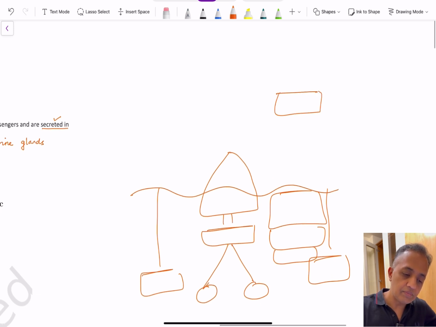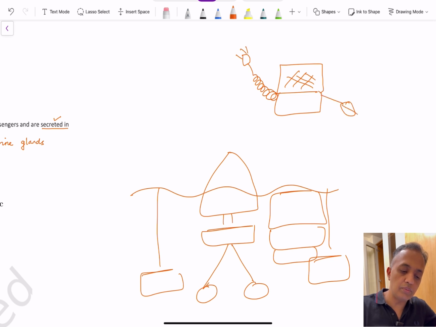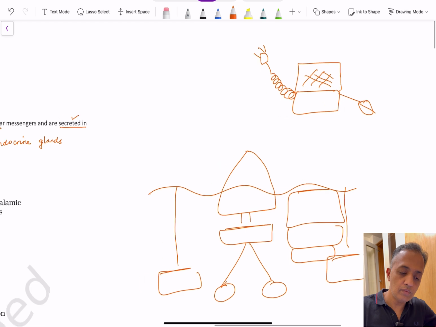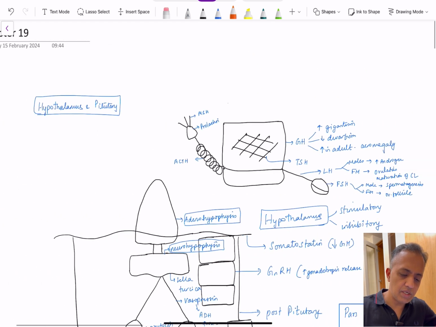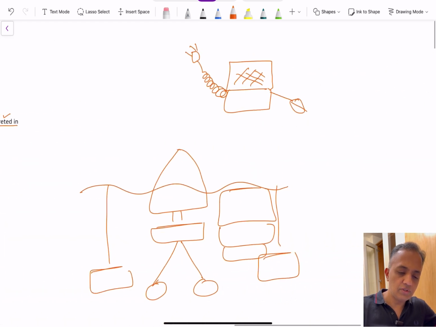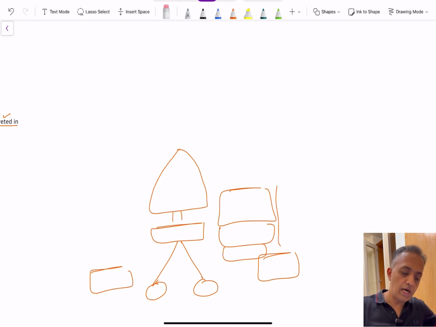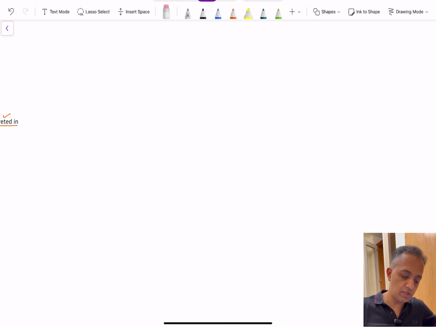So you have a keyboard area. There's something on the screen, and then you have this plug point, and then you have the mouse and the keyboard. Am I missing anything? No, not really. That's it. This is the GAMT that you have to remember for the pituitary and hypothalamus. So let's get into it.